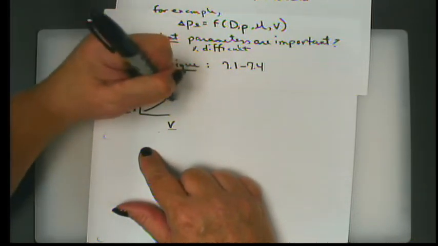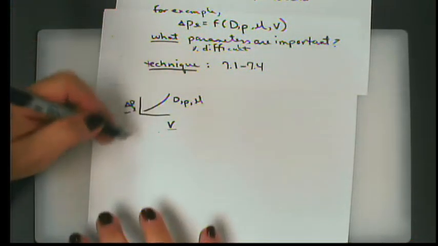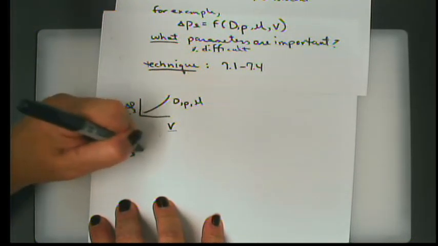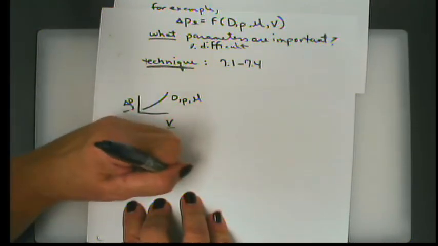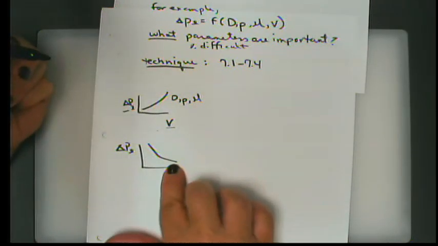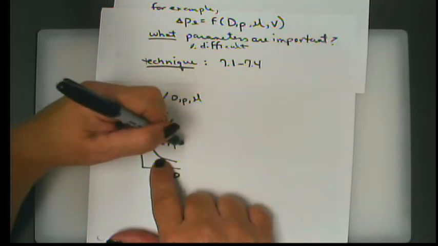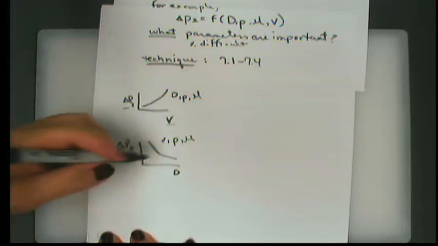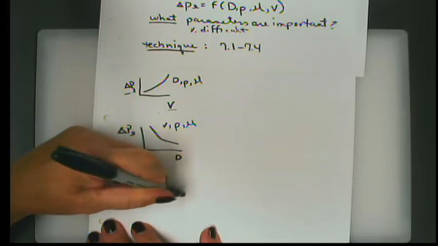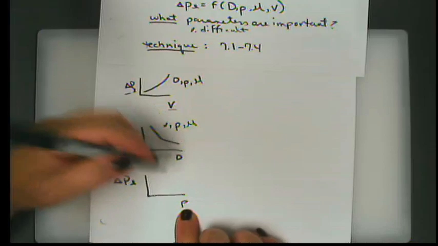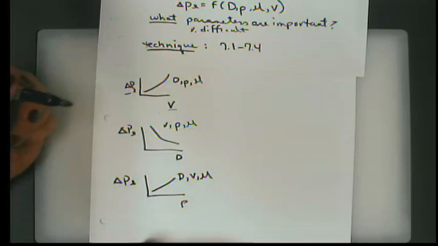But in order to do this, we would have to keep the diameter, the density, and the viscosity of the fluid constant. We could then say, okay, well, let's take a look at another parameter. Let's look at delta P versus the diameter. Well, we find that we have an inverse proportion between those two, as long as we keep the velocity and the density and the viscosity constant, and so on, with all of our variables that we have decided are important. So if we plot delta P versus rho, and we keep the other three variables constant, we would get a graph that looks something like this.